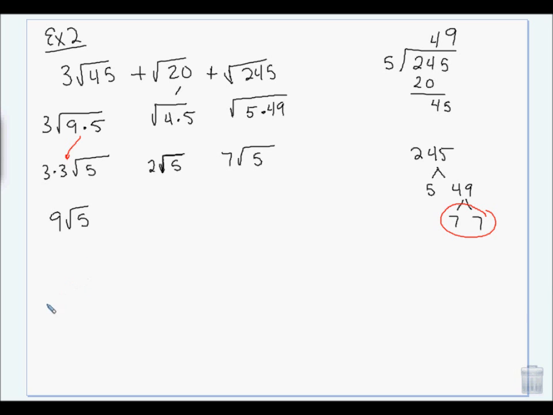So now I have my new simplified terms. So I had 9 root 5 plus 2 times the square root of 5 plus 7 times the square root of 5. And just make sure you keep these the same. If it's plus, it's plus. If it's minus, it's minus. So 9 plus 2 is 11, plus 7 is 18.